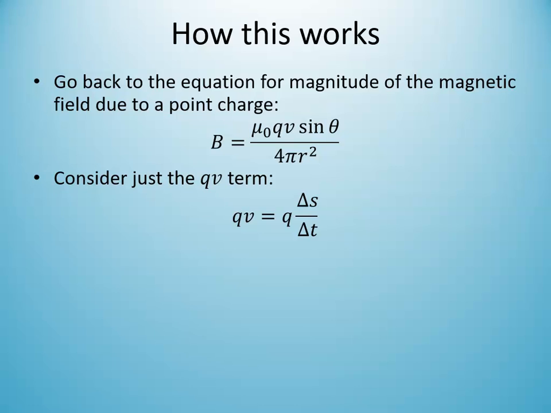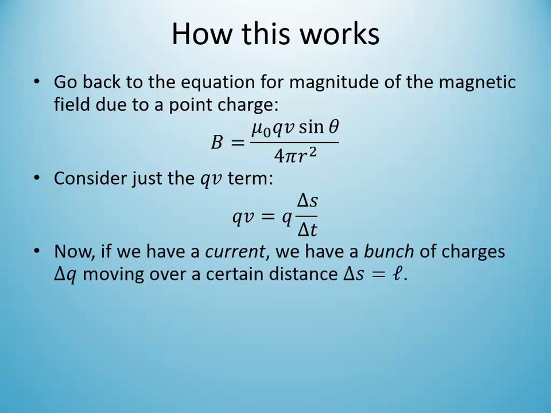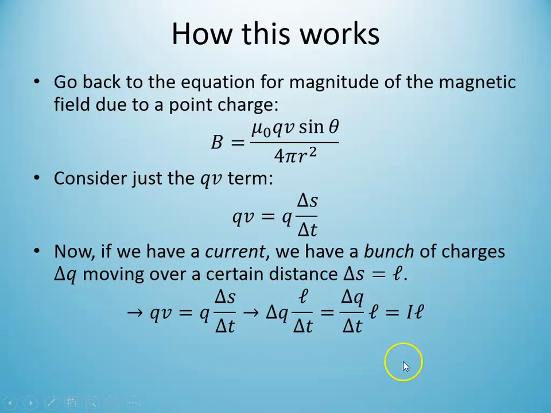In other words, how far something goes in a certain time interval, the speed. But we can rearrange this because, after all, if we're dealing with a continuous stream of particles, there's going to be a certain amount of delta q that goes by in a certain distance. So it's a bunch of charges, delta q, that move over a certain distance that we'll just call L. Okay, well, since v is delta s over delta t, we can think of that delta s as L if we're talking about a continuous stream, delta q of charges that go by in a certain amount of time, delta t.